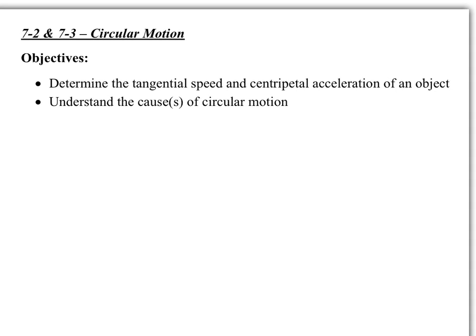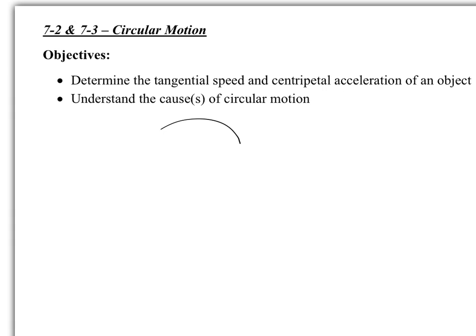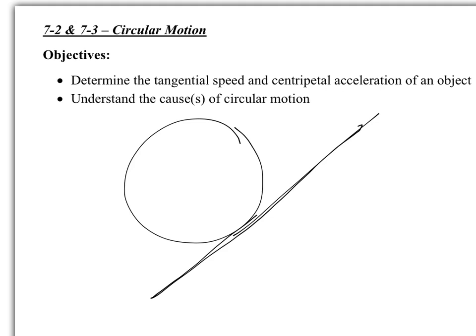So if you draw a circle, a tangent line looks like this. It's a line that intersects the circle at one given point. That's a tangent line. Another line that looks like this is called a secant. Secant. Okay?